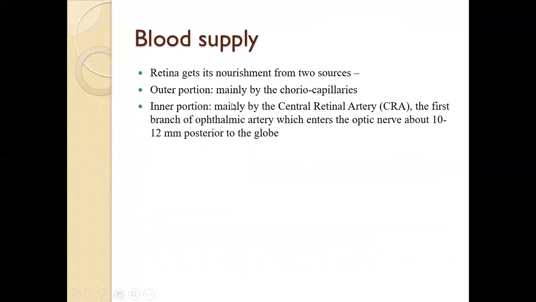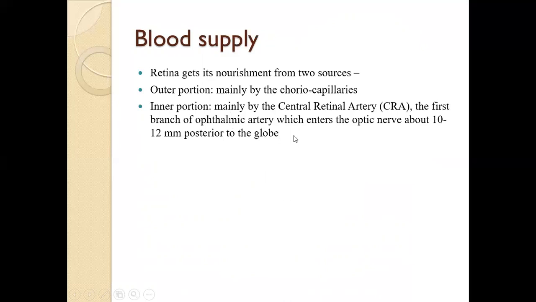Now, the blood supply to the retina. It gets nourishment from two sources. The outer portion, basically the retinal pigment epithelium and the layers of rods and cones, these two layers are supplied by the choriocapillaries. And the inner portion, starting from the outer plexiform layer, outer nuclear layer, is supplied by the central retinal artery, the first branch of the ophthalmic artery, which enters the optic nerve about 10 to 12 mm posterior to the globe.